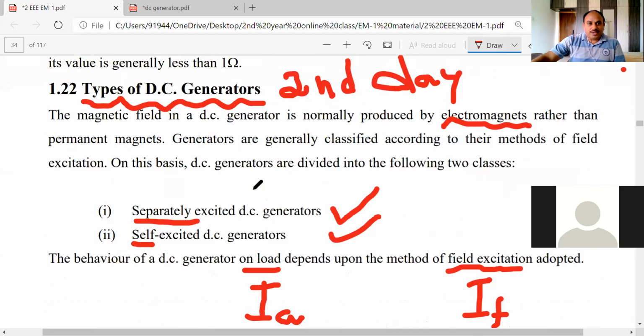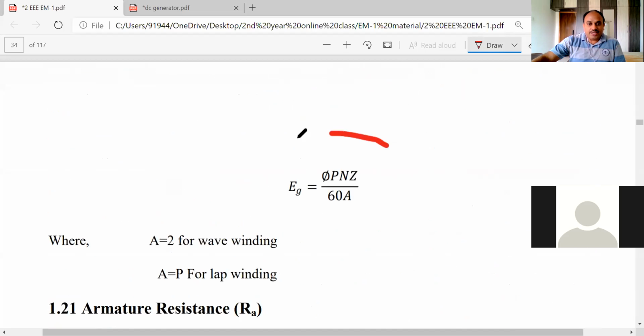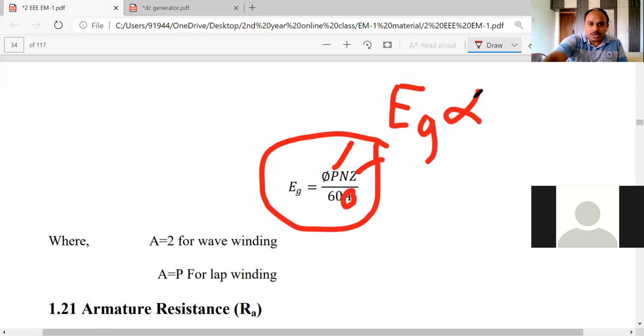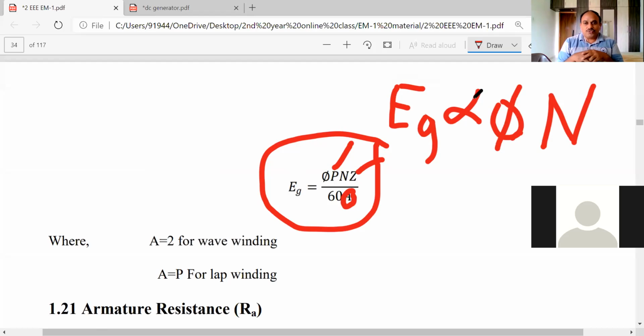Actually, we know that the generated EMF of a DC machine is given by this equation. Once the machine is designed, the number of poles, the number of conductors, the armature parallel paths, and 60 are all constant. So the generated EMF, Eg, is proportional to flux and speed.